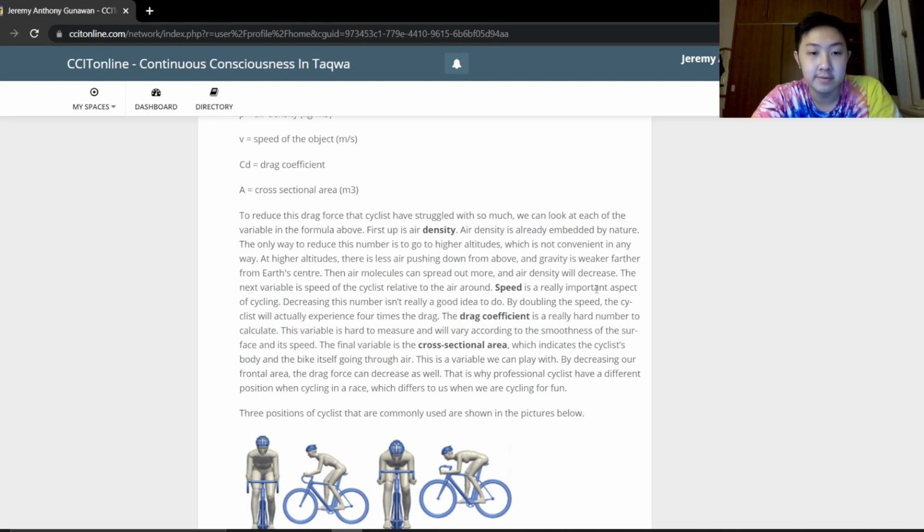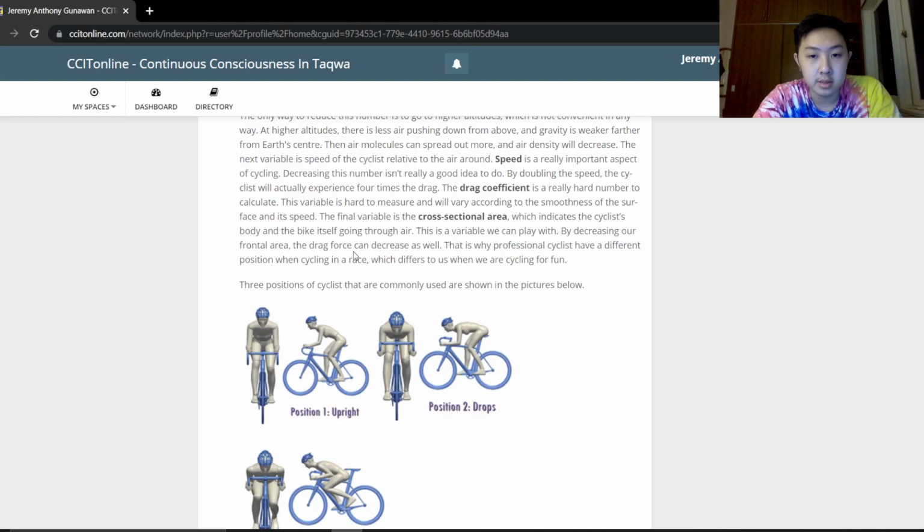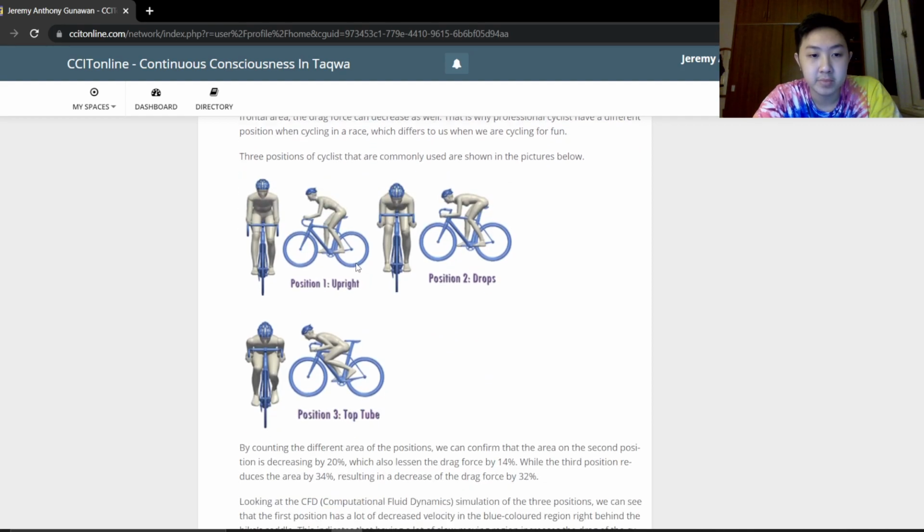So the last variable is the cross-sectional area, or the frontal cross-sectional area where we are going through the wind, and this we can change. So the less area we can position through the air, the less drag we will receive by theory. So these are three positions that we are going to test.